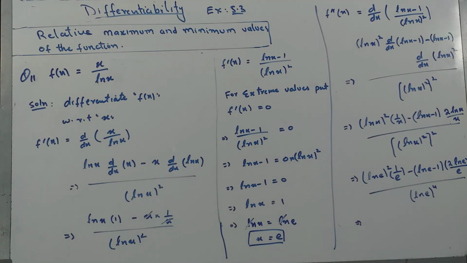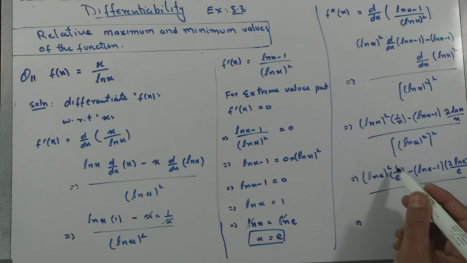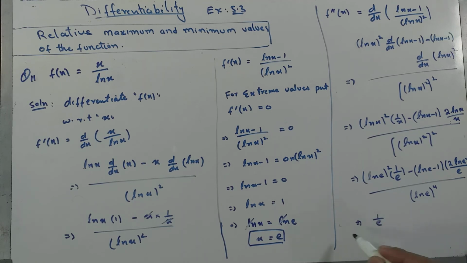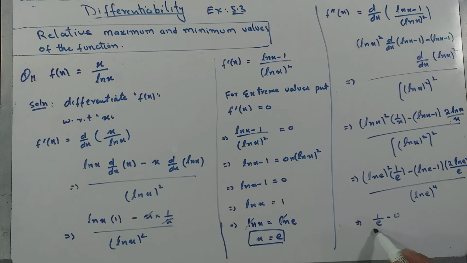Now the value of ln e is equal to 1. We know this one. So 1 square is 1, so we will get only 1 upon e. Minus, ln e minus 1, that is 1 minus 1, is 0. This whole will become 0 because ln e is 1, and this 0 multiplying with this one, we will get 0. So minus 0 upon ln e is 1, 1 raised to the power 4. So you got only 1 upon e. So the second derivative of the function is only 1 upon e.